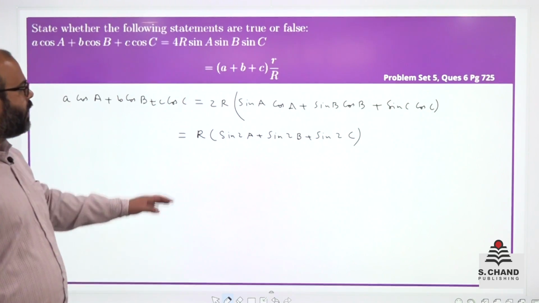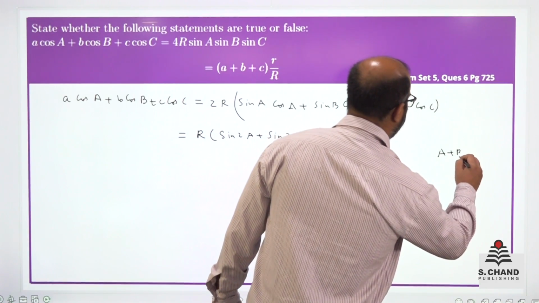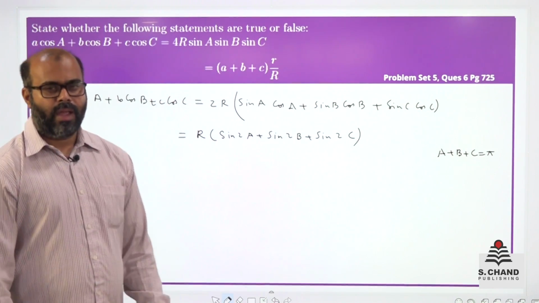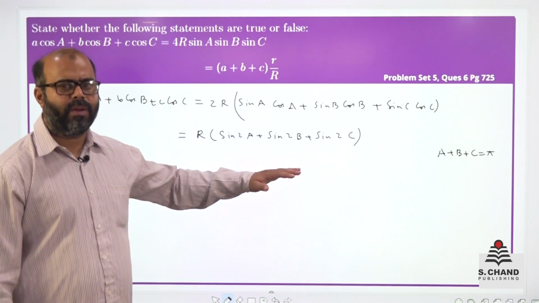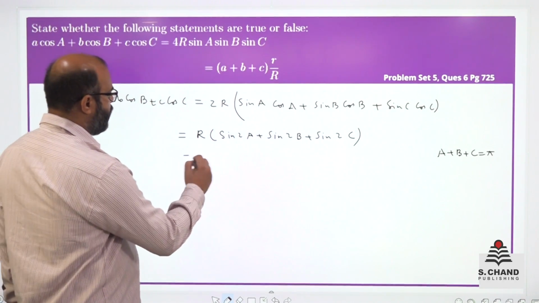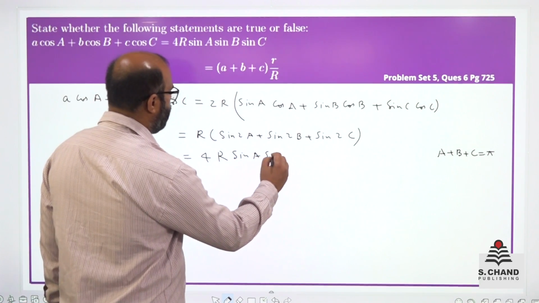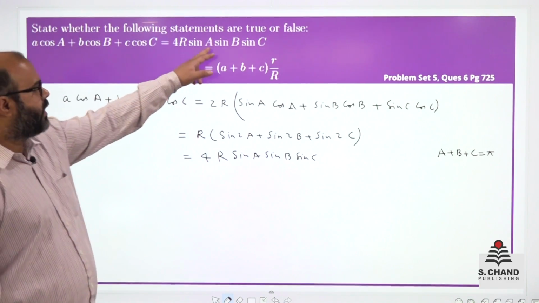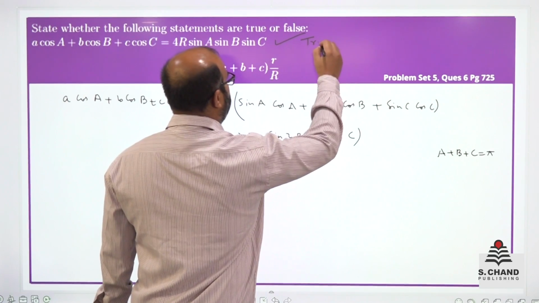Now we know that in a triangle A plus B plus C is equal to 180 degrees, A plus B plus C is equal to pi. So this is a conditional identity, and in trigonometry we remember this conditional identity. Even we can derive it in 2-3 steps if we don't remember, but I am not deriving it. So you can write that this is 4R sin A sin B sin C. So the first statement here, 4R sin A sin B sin C, is true. This is true. But that is not enough.